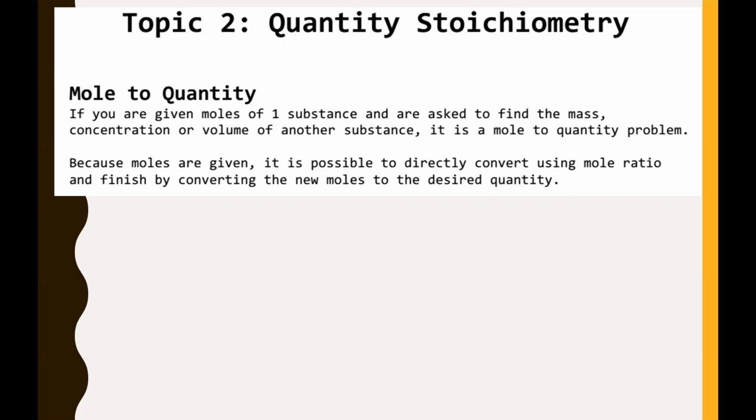This is page 8 in your booklet that you received. Mole to quantity. If you're given moles of one substance and are asked to find the mass, concentration, or volume of another substance, this is a mole to quantity problem. So in other words, unlike before where we were just looking at moles to moles, we're now looking at how to turn moles into a certain quantity. Because moles are given, it is possible to directly convert using mole ratio and finish by converting the new moles to the desired quantity.